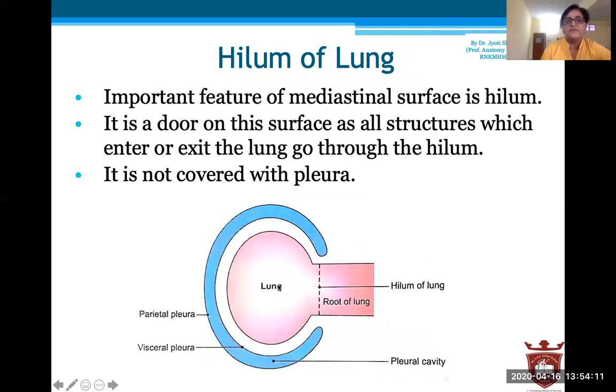Now we see the hilum of the lung. In the mediastinal surface, it is an important feature. It's a hilum. It's a door. On this surface, as all structures which enter or exit the lung go through the hilum, it is not covered with pleura. This part from where all the structures enter or exit the lung is the hilum.